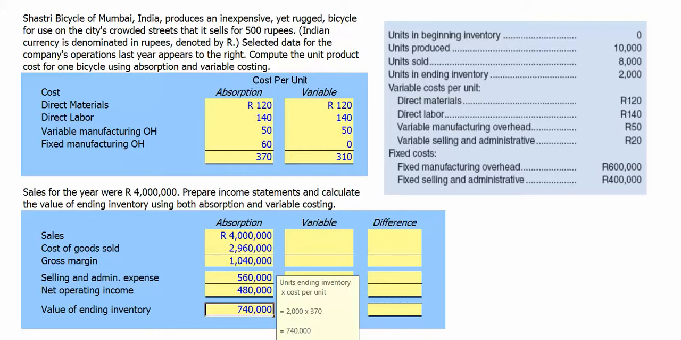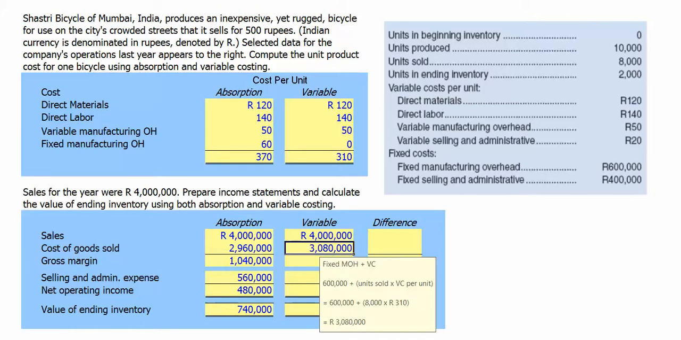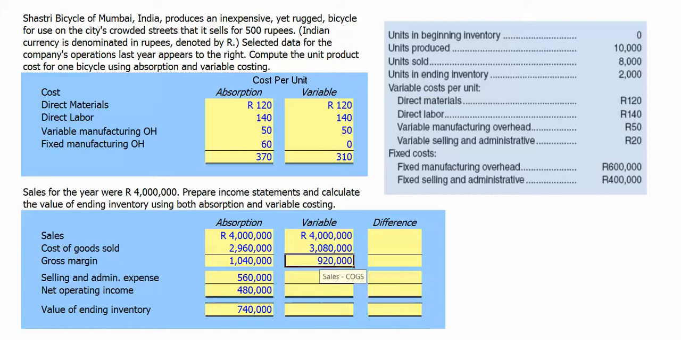Under variable costing, we have the same amount for sales. Our cost of goods sold, however, will be slightly higher because all of the fixed costs flow directly to cost of goods sold. We take our fixed manufacturing overhead of 600,000 rupees and add to that the 310 rupees per unit times 8,000 units for our variable cost, for a total of 3,080,000 rupees. This gives us a gross margin of 920,000 rupees.